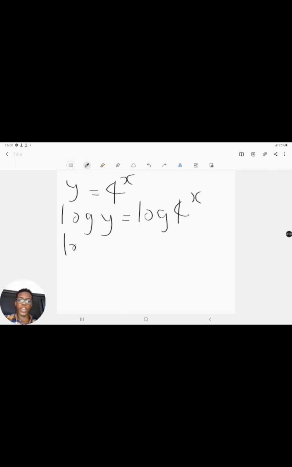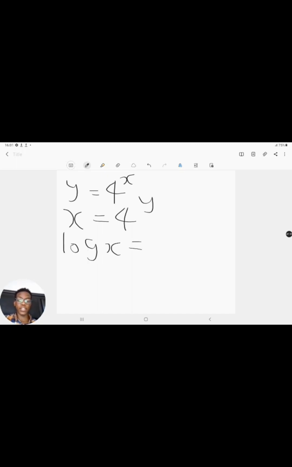Sorry, to find the inverse, I made another mistake now. Must catch myself. What was the first step? First step is to interchange the variables. So x becomes y and y becomes x, then it's x is equal to 4 to the power of y. Then you put in the logs. Log x is equal to log 4 to the power of y. Okay, then you find your y.